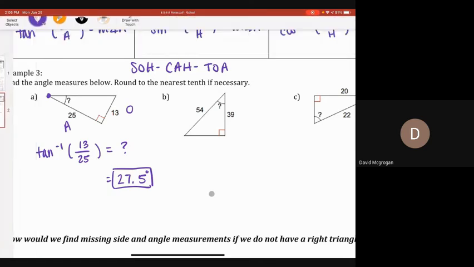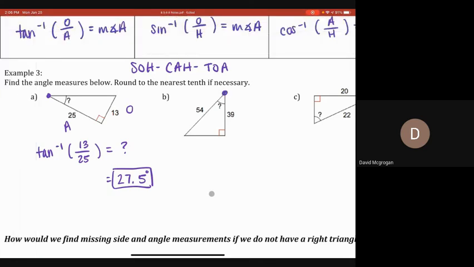Okay, so for B, here's our angle. Brock, what do we have? Do we have the opposite? Do we have the adjacent? Do we have the hypotenuse? I'm putting you on the spot. What's 39? The opposite, the adjacent, or the hypotenuse? Take a look at the angle that you're being referenced to. Is 39 across from it or next to it? Next to it. So it would actually be the adjacent.